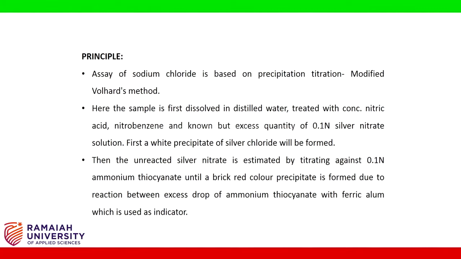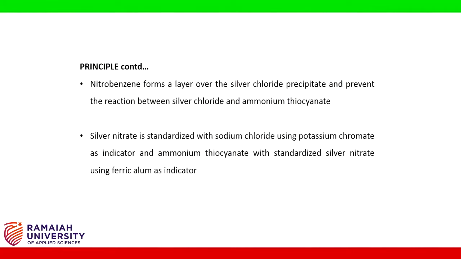First, a white precipitate of silver chloride is formed, then the unreacted silver nitrate is estimated by titrating against 0.1 N ammonium thiocyanate until a brick red color is formed, due to the reaction between the excess drop of ammonium thiocyanate with ferric alum, which is used as indicator. Nitrobenzene forms a layer over the silver chloride precipitate and prevents the reaction between silver chloride and ammonium thiocyanate.